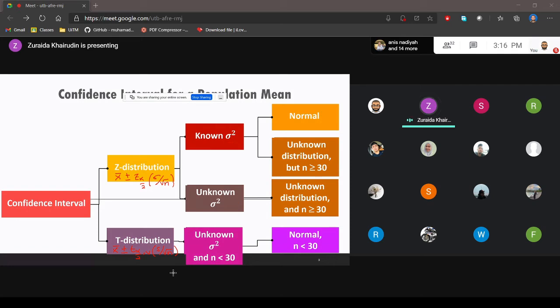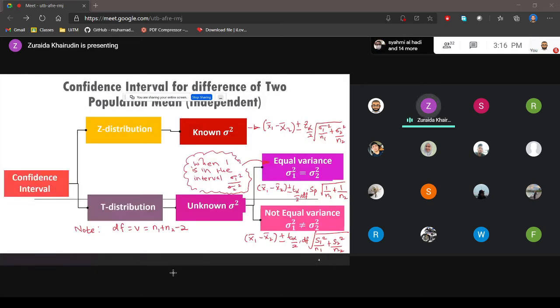Okay, so the next slide is about confidence interval for difference of two population means. So you can see the difference. One for known variance and then unknown variance. Unknown variance means S square.